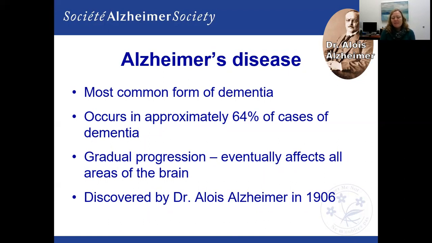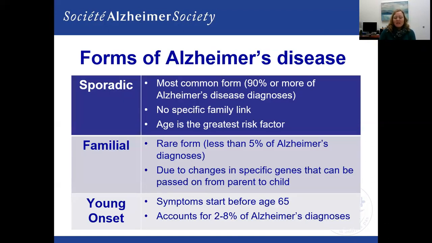The disease is named after Dr. Alois Alzheimer, who discovered it over 110 years ago. It's been around for a lot longer than people might think. There are some different forms of Alzheimer's disease, and the 2 main types are called sporadic and familial Alzheimer's disease. We're going to talk about another form of the disease that's called young onset dementia in a little bit.